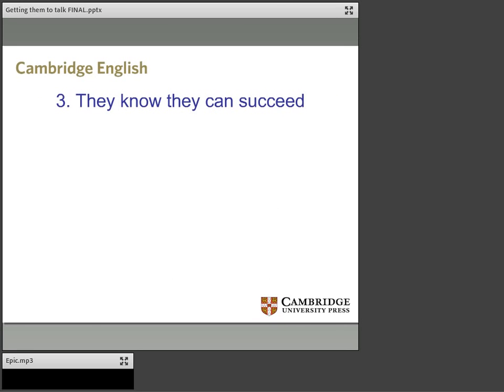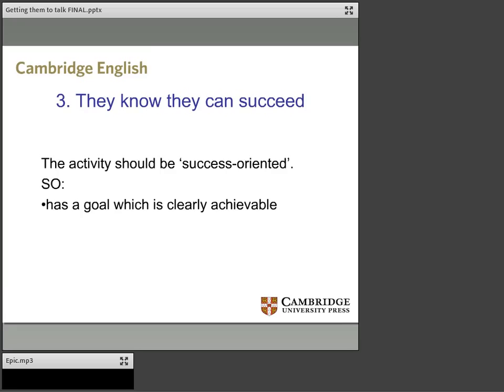The third point was that they know they can succeed, what I call success orientation, that I know in advance that the task I'm setting them to do is one that they will succeed in. This goes for all kinds of activities, not just oral fluency. So it has a goal which is very clearly achievable. They know they can do it. It's clear, simple, within their abilities. It is short. It's not a long drawn out thing. They're not going to have to talk for ages. They know it's only going to take 5 minutes, 10 minutes maximum, enough. And simple to understand, straightforward.